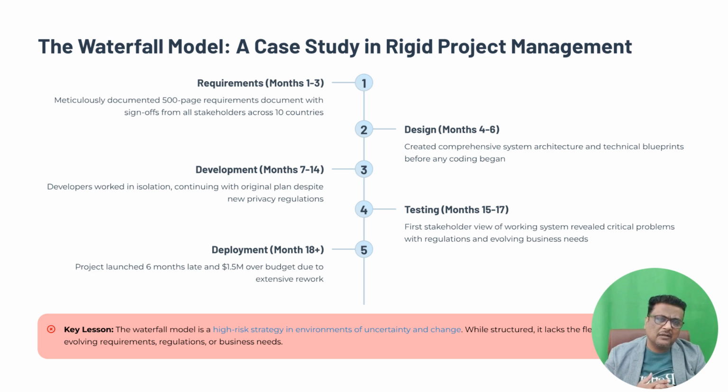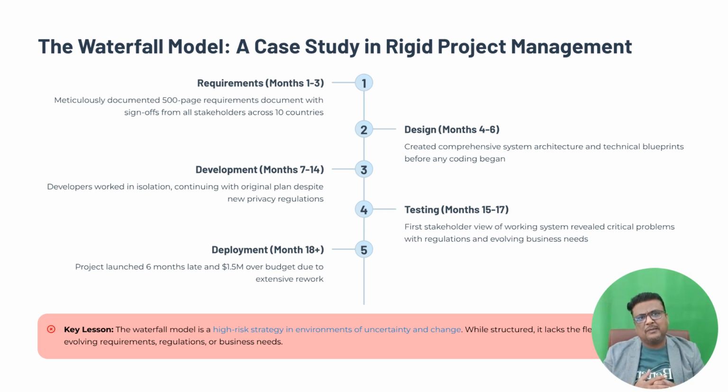The crisis escalates. The testing phase reveals a series of critical problems. The new privacy regulation, which was ignored during development, now requires a fundamental change to the system's data structure. Additionally, while the system meets the original requirements, the business needs have evolved. The HR team now wants a mobile-friendly interface, a feature that was never in the original requirements. The result: the system as built is not fit for purpose. It's technically complete, but it doesn't meet the current business needs.